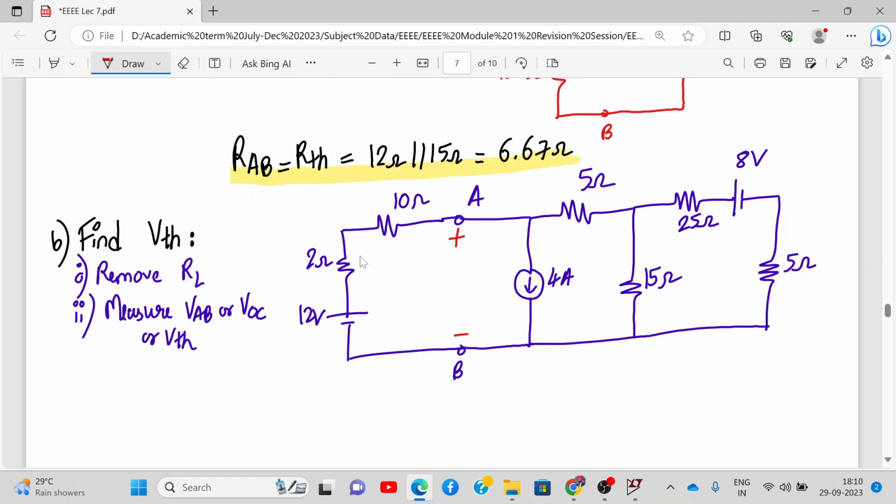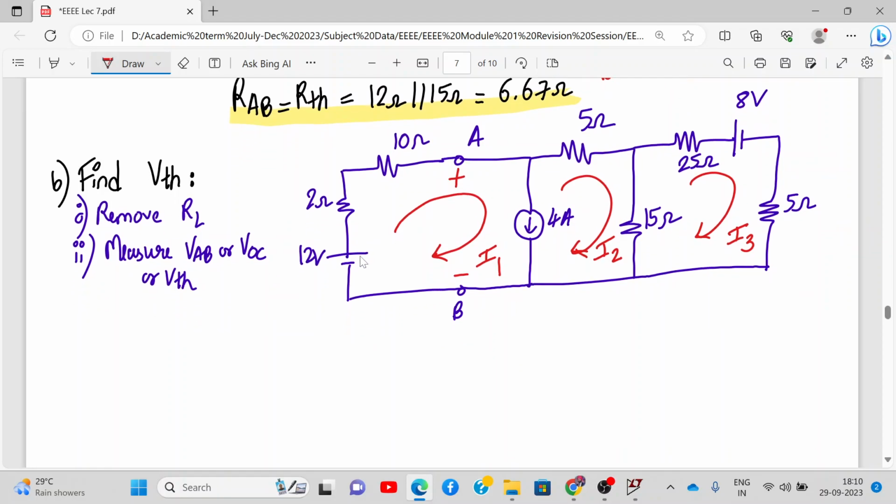We can easily solve it using mesh analysis. So there are 3 loops. This is loop number 1. Let's call this current I1, this current I2, and this current I3. So we'll find I1, I2 and I3, and I1 is flowing through this 12 volt source, 2 ohm resistance and 10 ohm resistance. So easily with that we can calculate VAB.